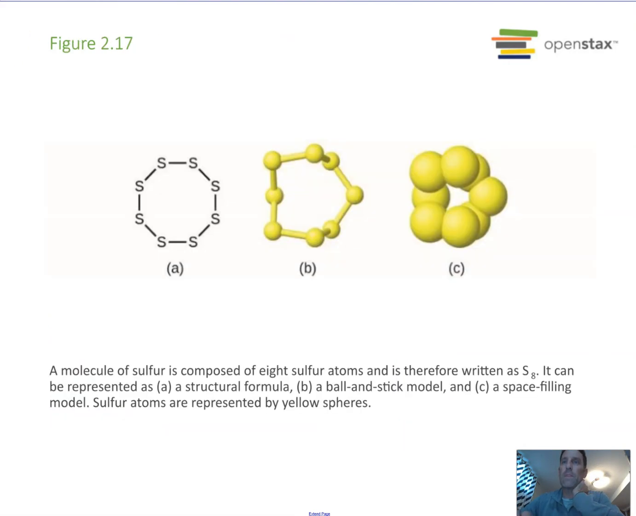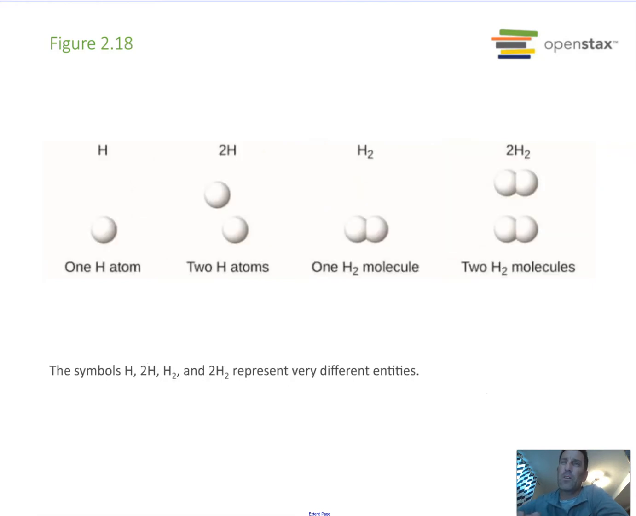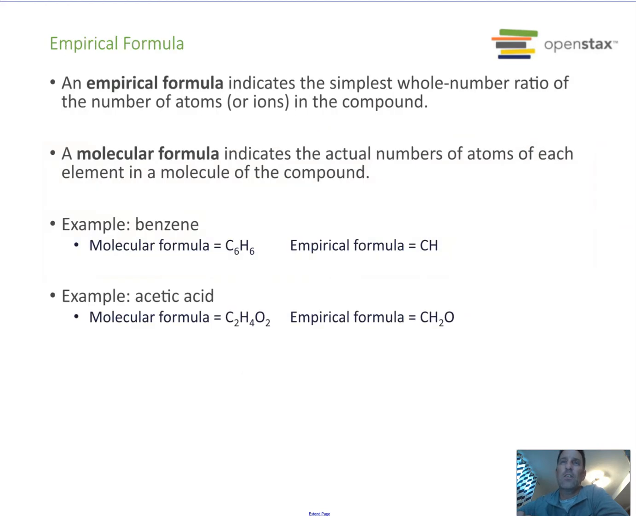Okay, next. Sulfur is an odd one, and it's diatomic, but it's octatomic. It's safer when it's in these rings, but you don't need to really worry about that. Okay, an empirical formula indicates the simplest whole number ratio of the number of atoms in a compound. A molecular formula indicates the actual number of atoms of each element in a compound.